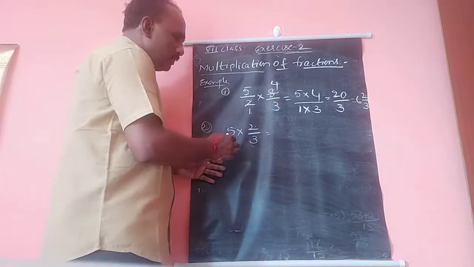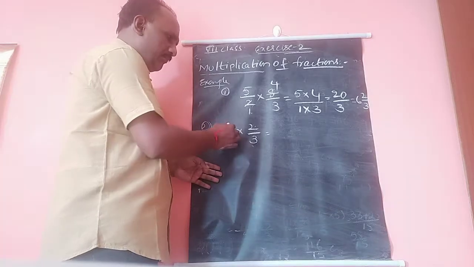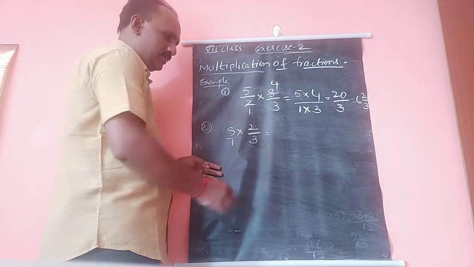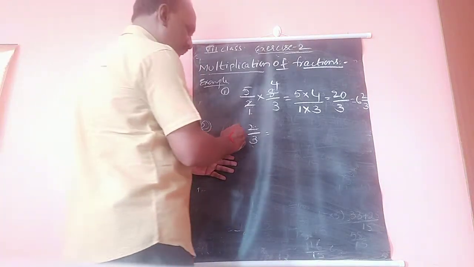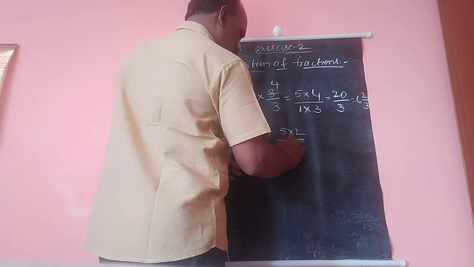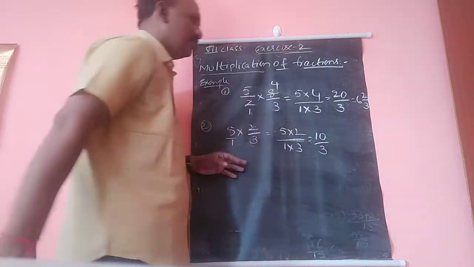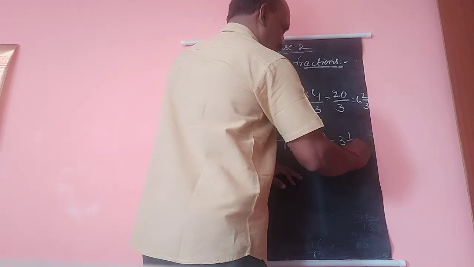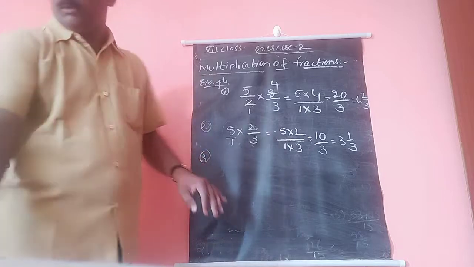Now check: is there any numerator and denominator that can be cancelled? Nothing: 5, 3, 2, 1. They won't go in any tables, neither 2 and 1, nor 5 and 3. So there is no cancellation. Direct multiplication: 5 into 2 by 1 into 3. 5 twos are 10 by 3. 10 by 3, that is the answer. You can change it to the mixed fraction 3 1 by 3. Next, one more example.